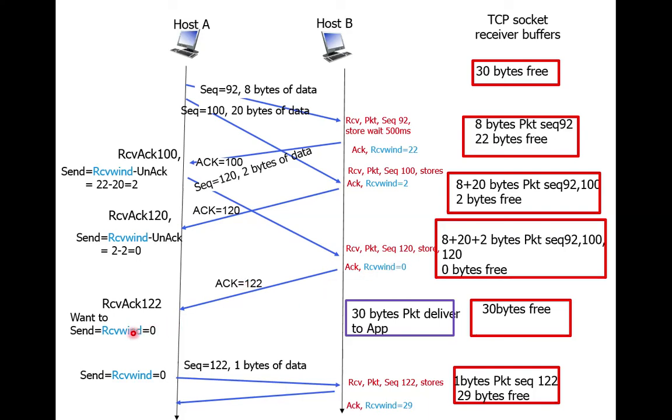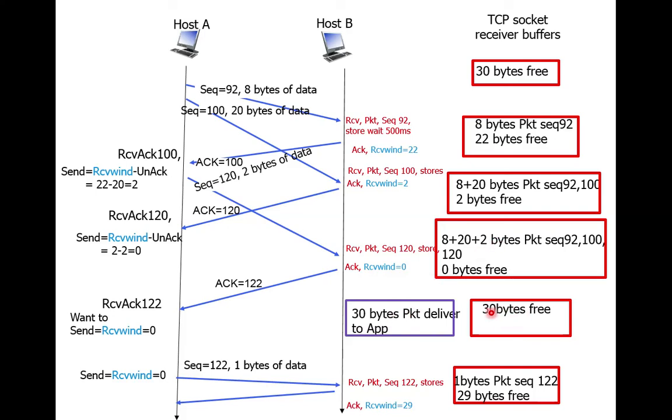Okay. Now the sender, host A, receives a window of 0, so it cannot transmit any more data. Also you can note that up to now host B has acknowledged all bytes, and they are stored in the buffer. Suppose the application reads the data. The 30 bytes of packets are delivered to the application. If they are delivered to the application, then this buffer will become free.